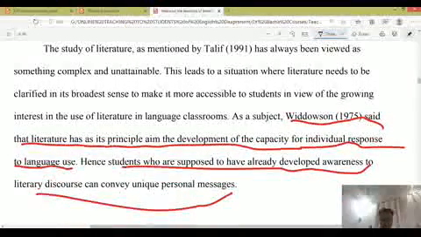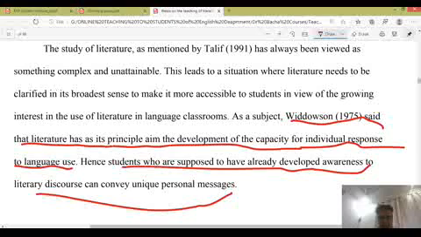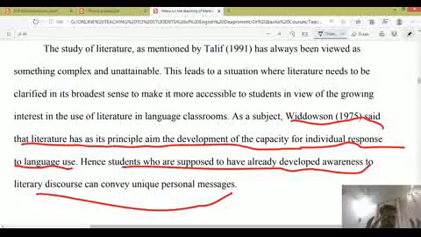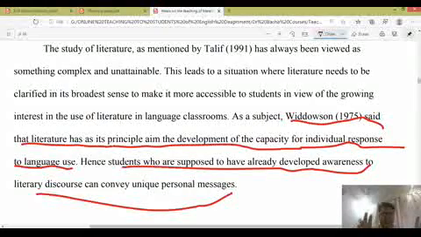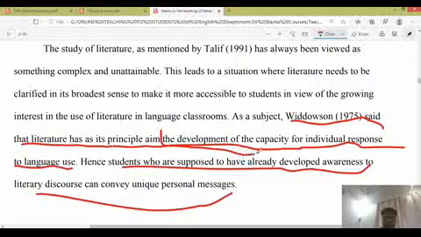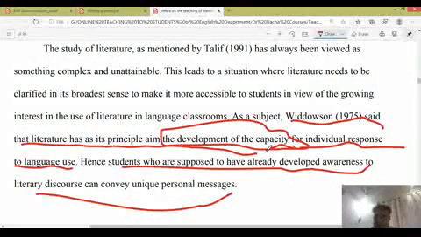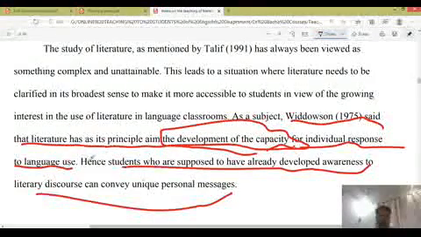Since the explanation on its being a subject continues, Widdowson, one of the famous scholars, says that literature's principal aim is the development of capacity. What is that capacity for? For individual response to language use.